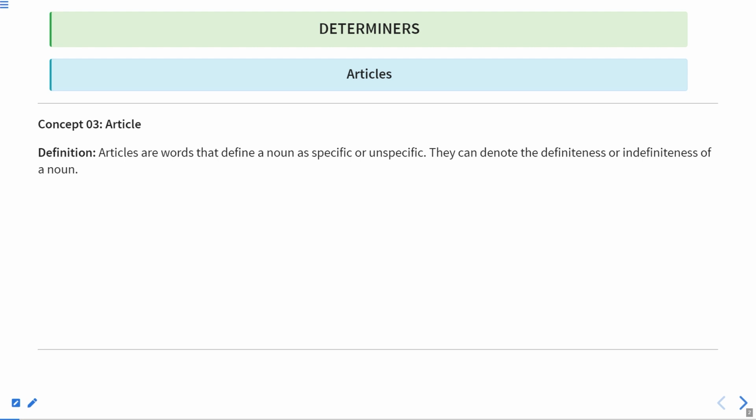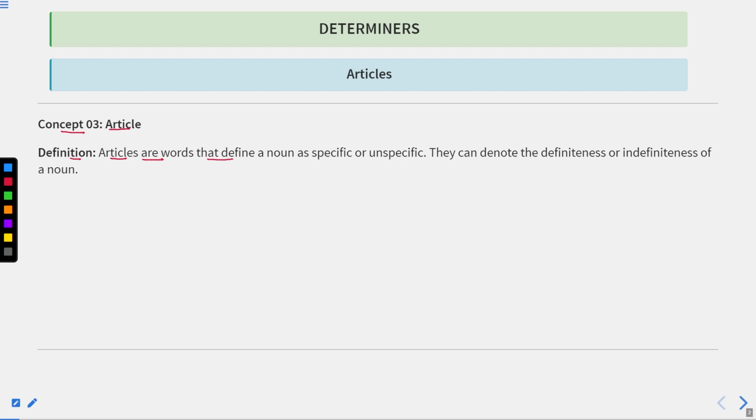First of all, we'll discuss articles. This is concept 3. As I told you in our earlier session, we classify determiners into two groups, that is group A and group B. We have already discussed what group A and group B include. Now here we will discuss concept number 3, that is articles. So we'll elaborate articles in this session.